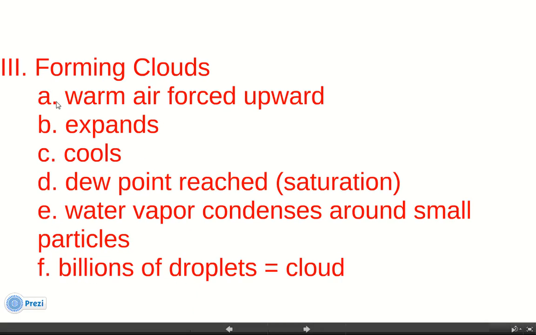Alright, so we are in section Roman numeral 3. This is our third blue heading in our textbook, forming clouds. This is a process right here. The warm air is forced upward, it expands, it cools, the dew point is reached, that's saturation, water vapor condenses around small particles. In your Kaggle, you will put all 5 of these, one after another, and billions of droplets make a cloud.